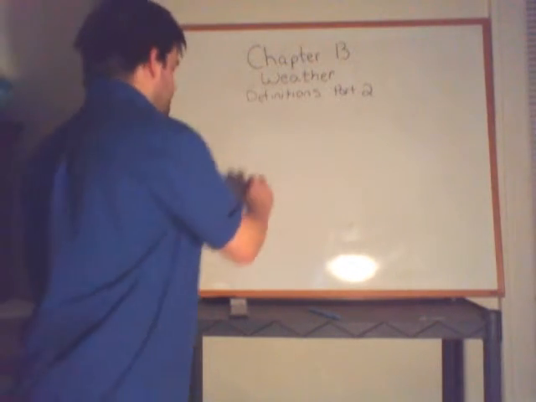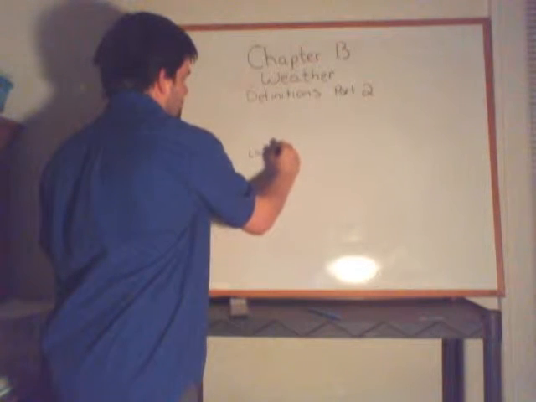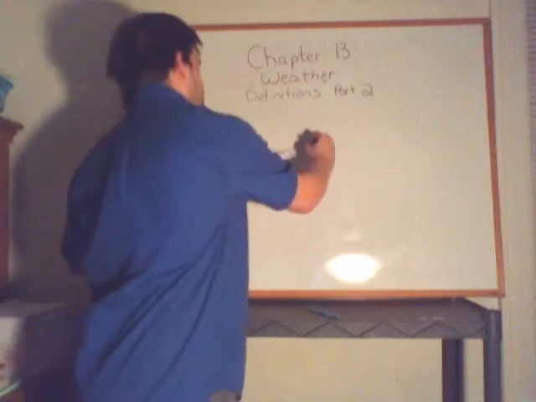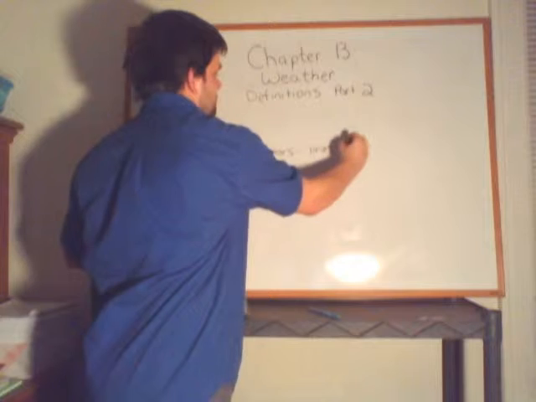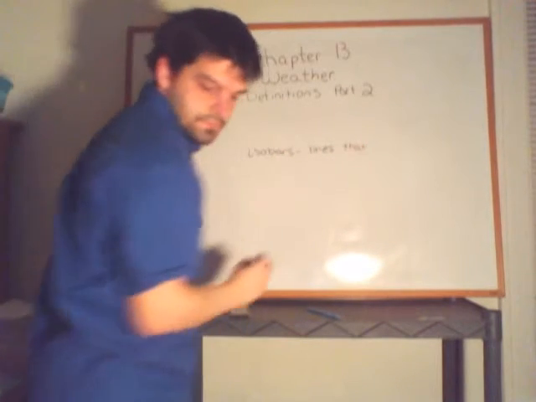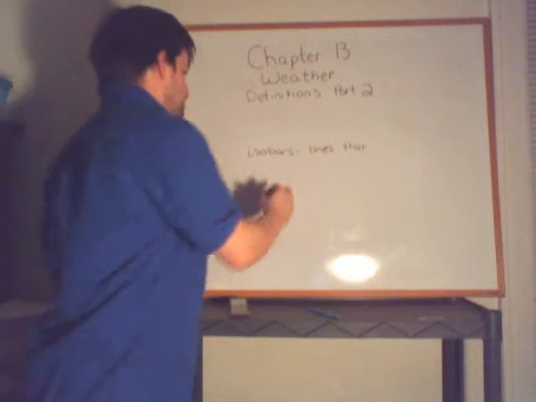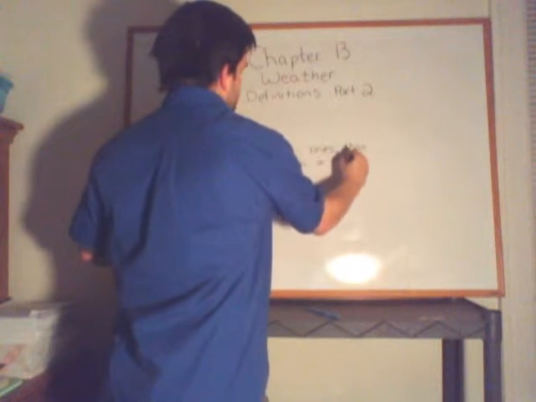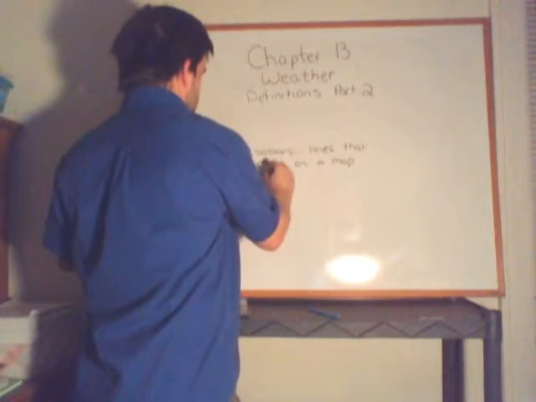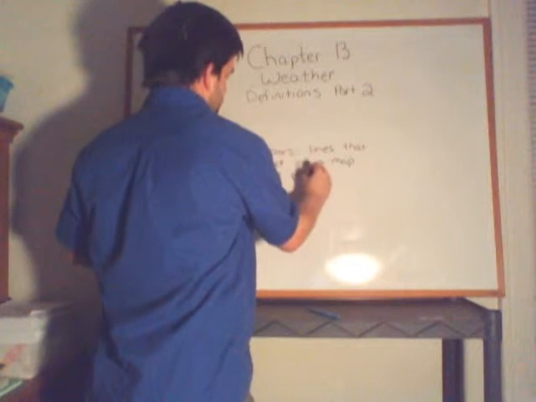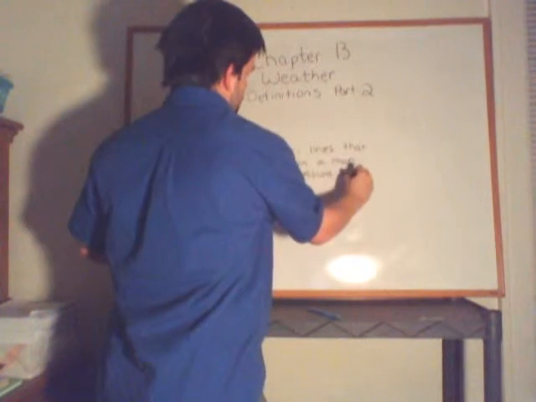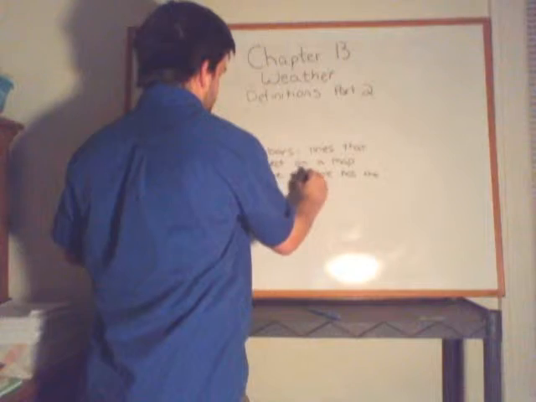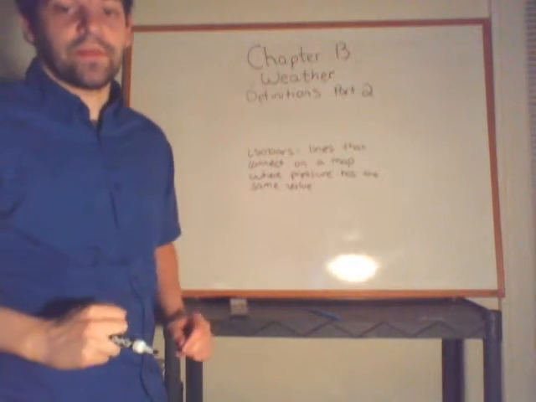Our next definition is isobars. Now, isobars are just lines that connect all places on a map of the same pressure, where pressure has the same value. So it's lines that connect on a map where pressure has the same value.